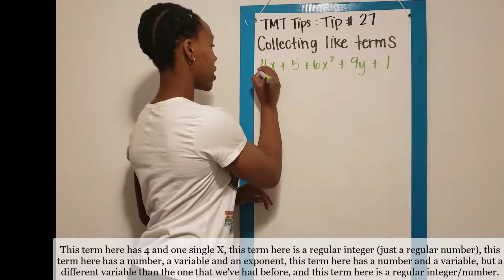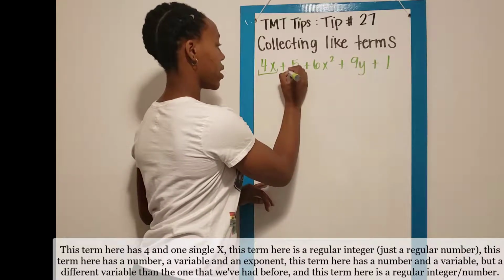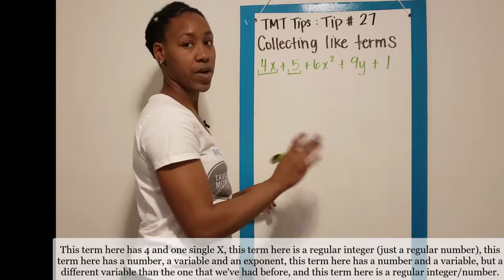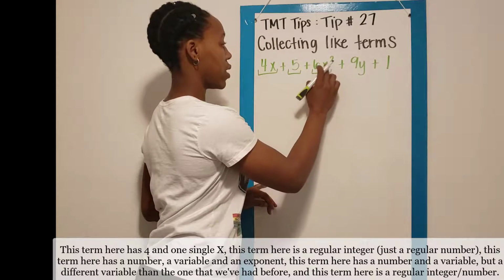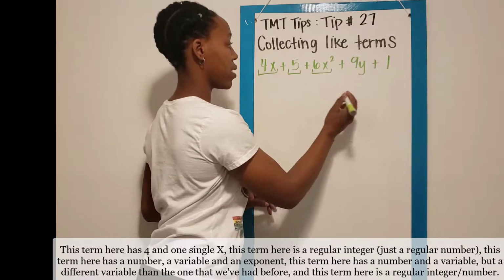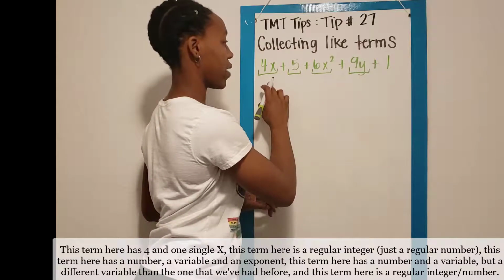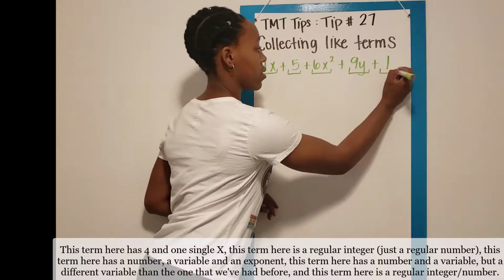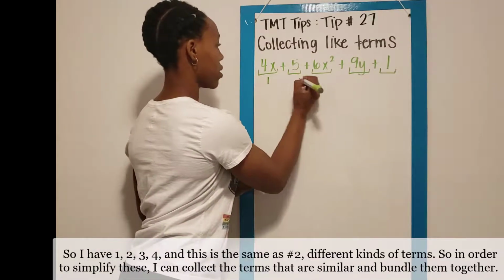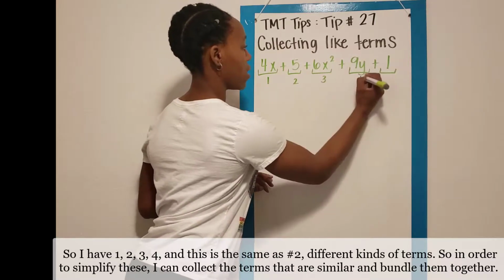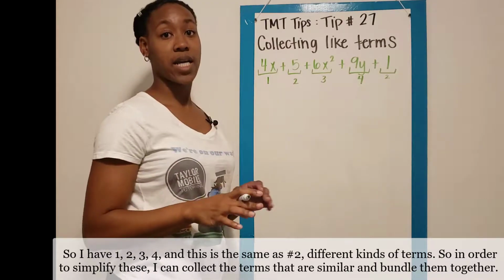This term here has 4 and 1 single x. This term here is a regular integer, just a regular number. This term here has a number, a variable, and an exponent. This term here has a number and a variable, but a different variable than the one that we've had before. And this term here is just a regular integer, just a regular number. So I have 1, 2, 3, 4, and this is the same as number 2, different kinds of terms.